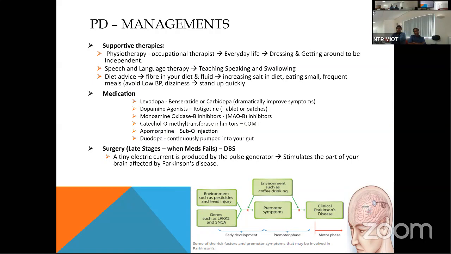So we start a tablet called Sinemet. That's commonly used here. I hope that's available in India also. We start the Sinemet twice a day as the daily dose. We start that, and we follow them up.